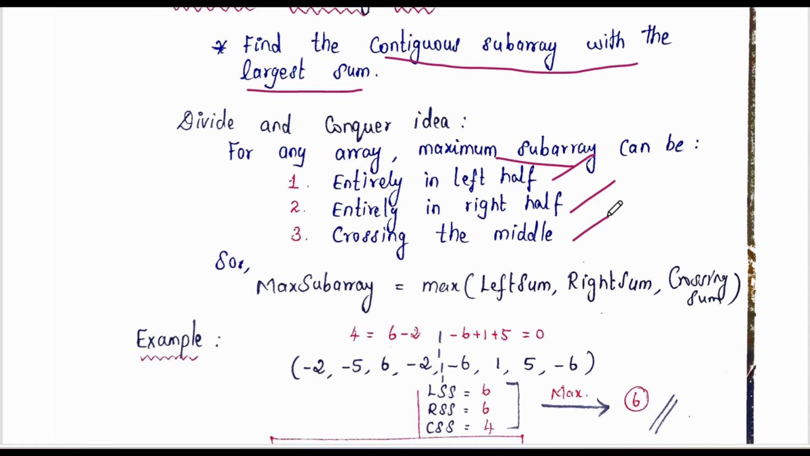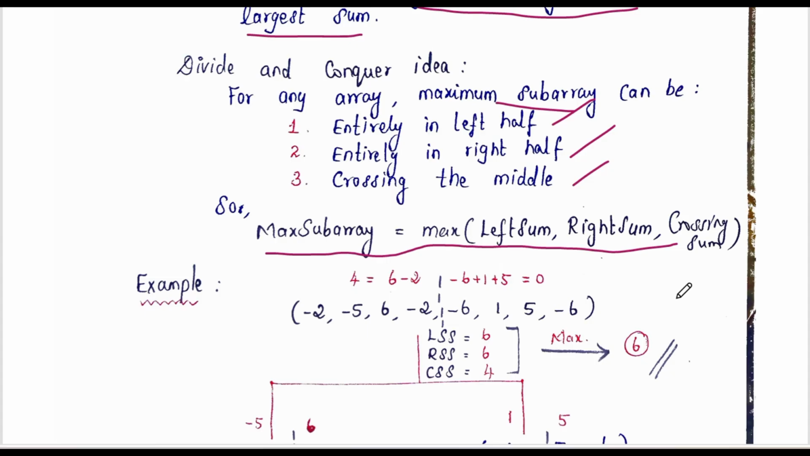So we find the maximum subarray value among left sum, right sum and crossing sum. So whichever one is maximum, that is the final result. Clear? So maximum subarray equals the maximum of left sum, right sum, crossing sum. So here we find these three values in all the steps.